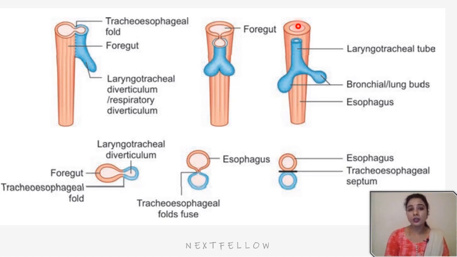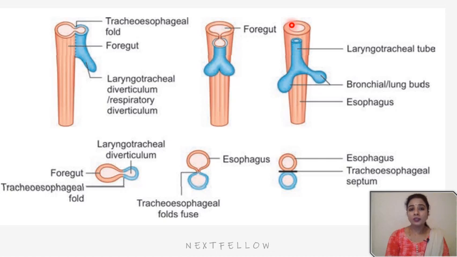The laryngotracheal groove deepens to form a longitudinal diverticulum called as laryngotracheal diverticulum. We can see here it is a laryngotracheal diverticulum. The distal part of this diverticulum is separated from the esophagus by a development of a septum, this dotted line which is shown here. This septum is called as tracheoesophageal septum, whereas its cranial part communicates with the pharynx. We can see it communicates with the pharynx.